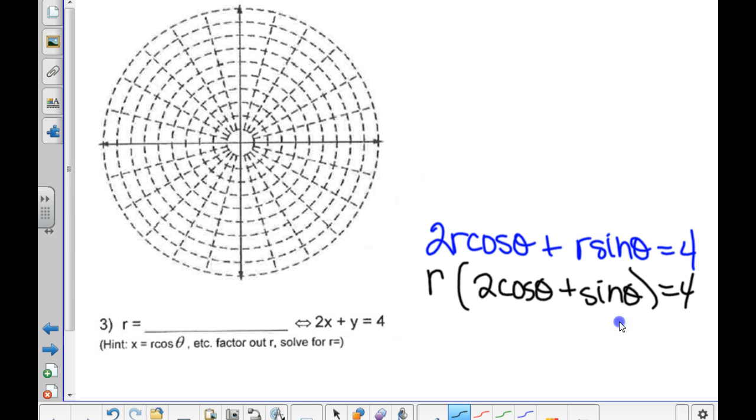If you divide all that over there, you'll have r by itself: 4 over (2 cosine theta plus sine theta), and you'd need the whole denominator in parentheses. Before you leave, I want you to type that in and see if you get a line that looks like 2x plus y equals 4. 4 divided by, parenthesis, 2 cosine theta plus sine theta.